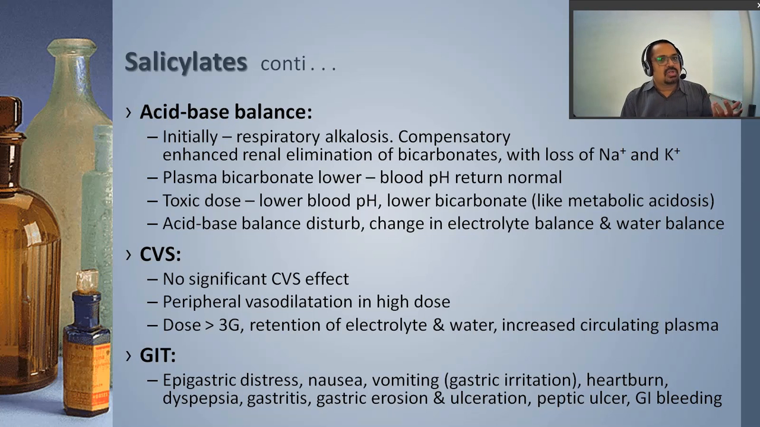As far as the gastrointestinal effect is concerned, they produce epigastric distress, that is disturbances in the gastrointestinal tract: nausea, vomiting, gastric irritation. These all combined together, with heartburn, are known as epigastric distress. Dyspepsia, gastritis, gastric erosion, that is a detachment of the mucosal layer, ulceration, peptic ulcer, gastrointestinal bleeding. These kinds of effects are seen whenever salicylates are taken.